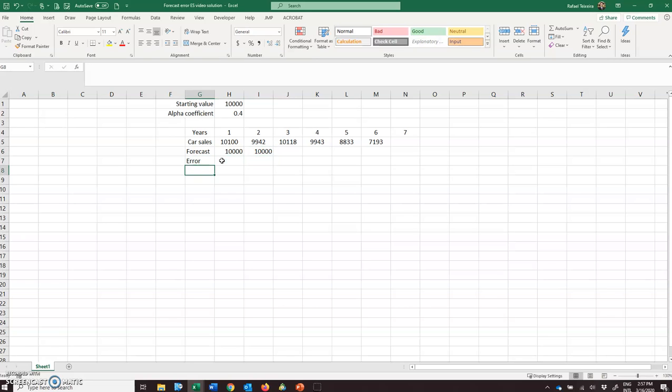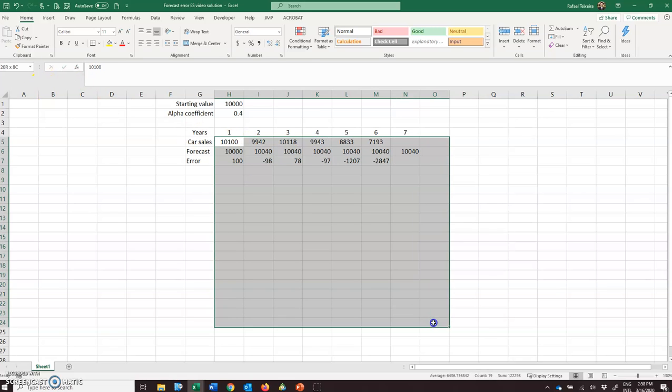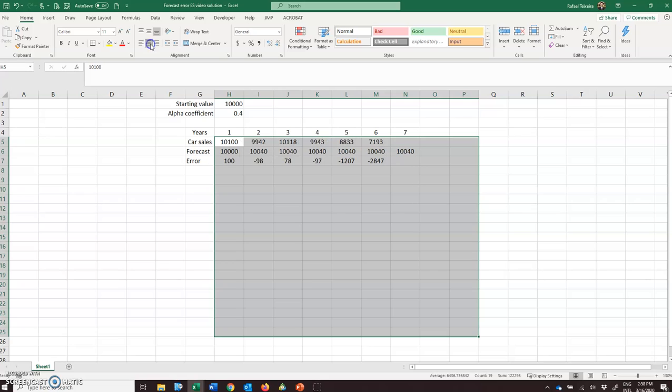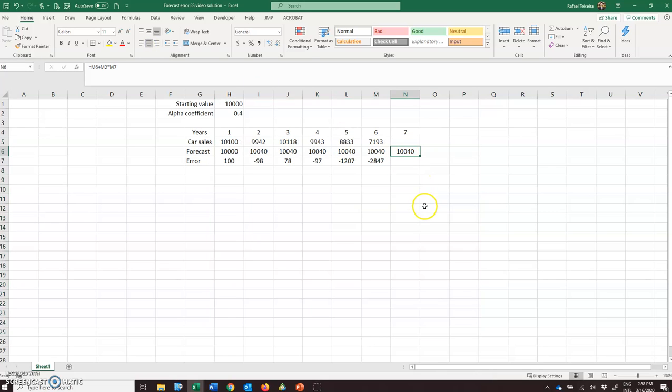So what's the error? Let's compute the error here. The error is going to be equal to the demand minus the forecast. Okay, and then I have the true forecast for year 2. Okay, and then let's copy the formula to all other cells. Let's compute the error for all other cells. Let me make it centralized.